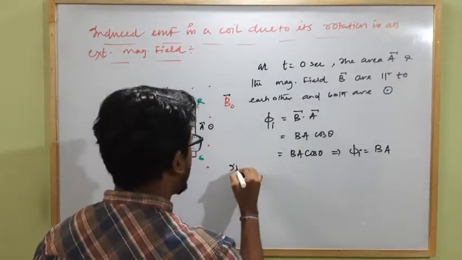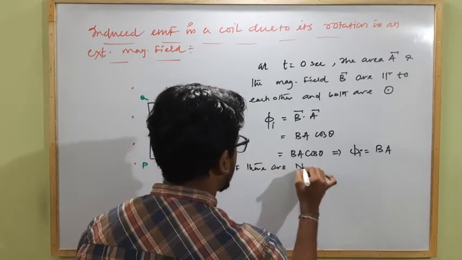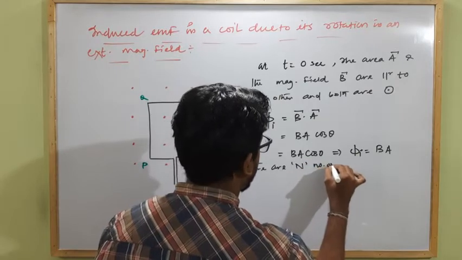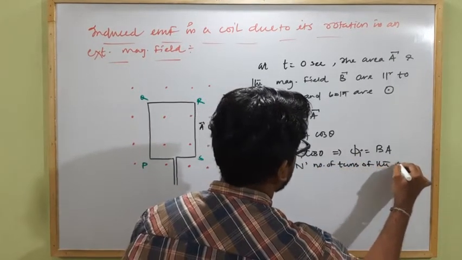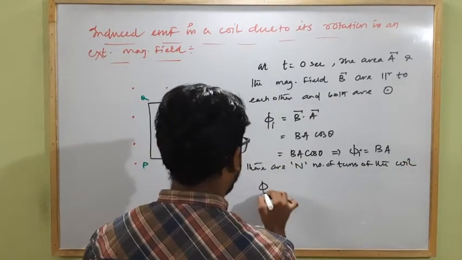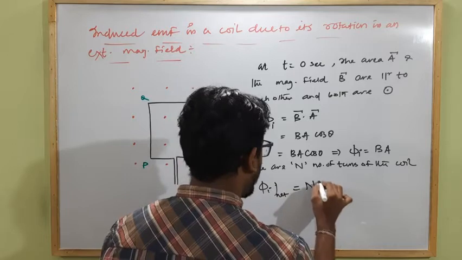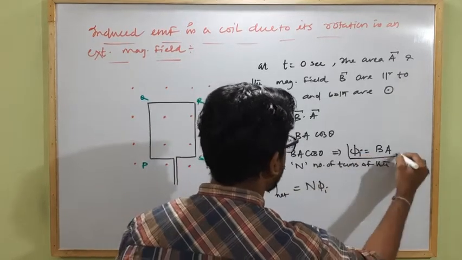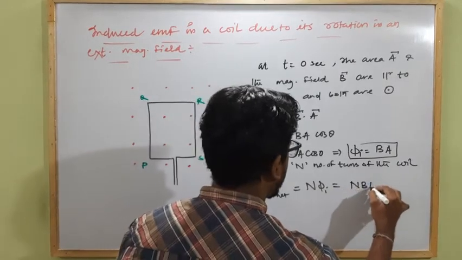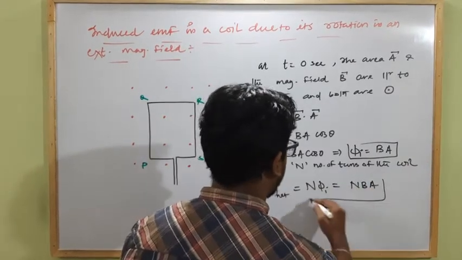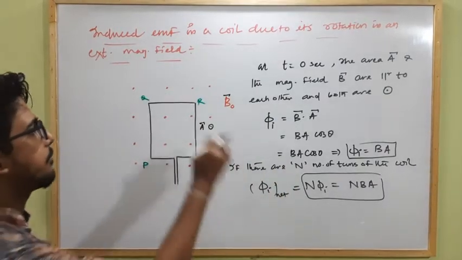Clear? If there are n number of turns of the coil, then phi initial net will be equal to n into phi initial due to 1 turn. This is the flux linked with 1 turn. So for n number of turns, it will be how much? N B A. This is the initial flux, net flux linked with what?